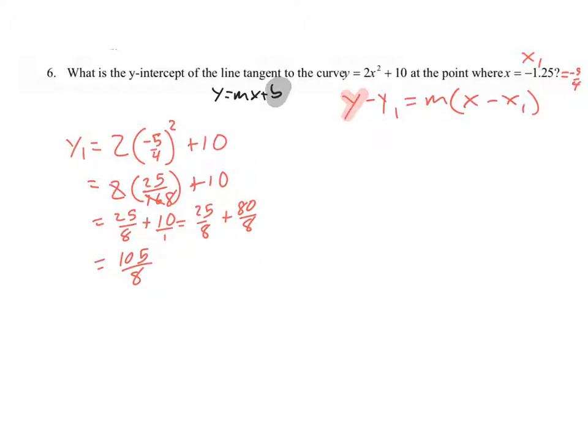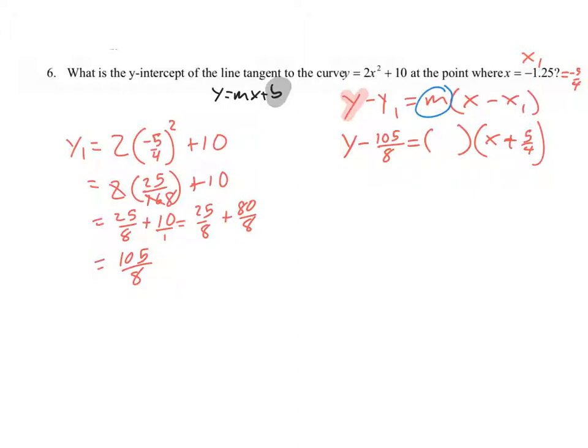All right, so I go back over here. I got y minus, I'll change it to a decimal later, but it's 105/8 equals, we don't know what the slope is yet. We'll get there in a second. And this is x minus negative 5/4. So it's going to be plus 5/4. Okay, so let's figure out what m is.